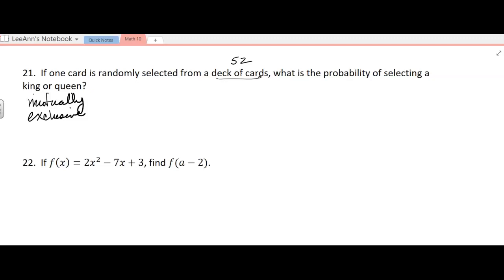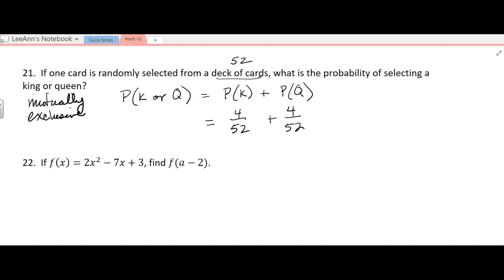Okay, so what's the probability of getting a king or a queen? Well, it's going to be the probability of getting a king plus the probability of getting a queen. So what's the probability of getting a king? How many kings are there in the deck? 4 out of the 52. And what's the probability of getting a queen? How many queens are there? 4 out of the 52. So what does that equal? 8 out of 52. Does that simplify? Yes. 4 goes in 2 and 4 goes in 13. So we usually reduce those and leave it as a fraction. So the probability is 2/13.